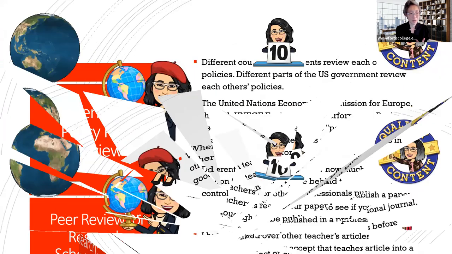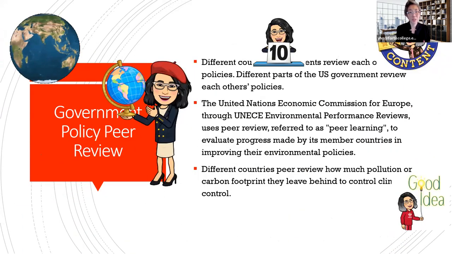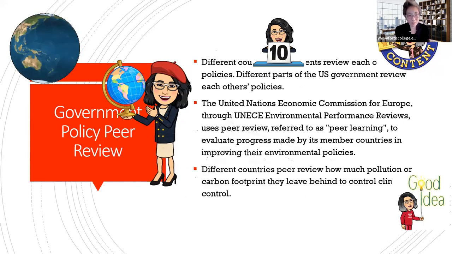And so you have scholarly peer review, and government peer review. In other words, different government agencies all peer review each other. The United Nations Economic Commission for Europe, through the UNECE Environmental Performance Review, uses peer review. For example, with climate change, when they had the Paris Agreement, the different countries compared each other, saying, oh, look, China is having so much pollution. But look, America has just withdrawn. They're such hypocrites because they say that climate change is important, yet they withdraw from the agreement. So that's policy peer review.